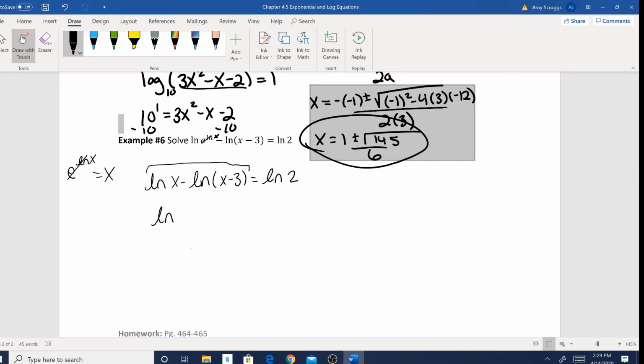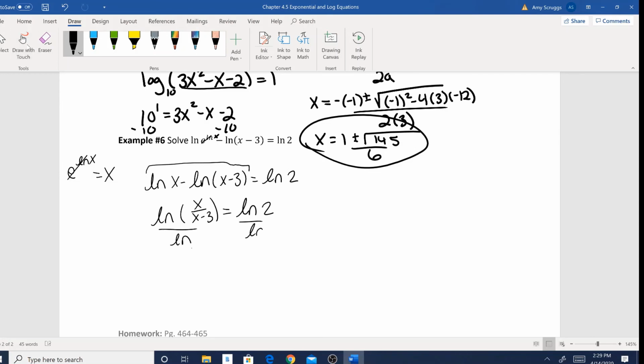So we're going to have the ln of x divided by x minus 3 is equal to the ln of 2. So it looks similar now to the very first problem on the back side of these notes that we were working with. Since we do have an ln on both sides, it's the same thing as the log. We can literally just divide both sides by the ln, and that will leave us with a rational equation. Don't you just love these rational equations? The good news is that this one's actually pretty simple.